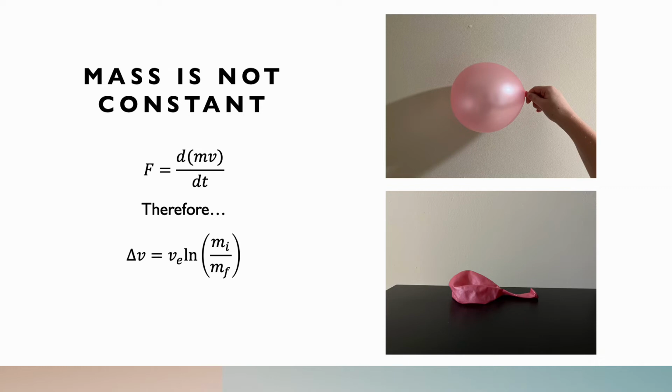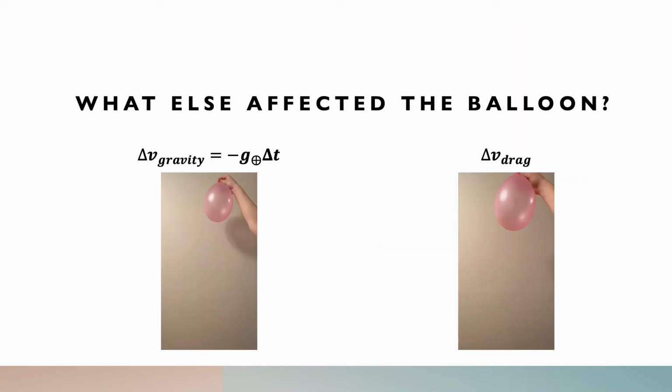Instead, we want to use the differential form of Newton's second law, which accounts for both the changing velocity and changing mass. After you solve that differential equation, you get that the change in velocity of the rocket is equal to the exhaust velocity times the natural log of initial mass over final mass. Chapter 6 goes on to explain the rest of the rocket equation.